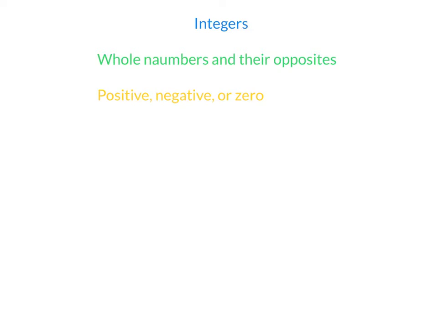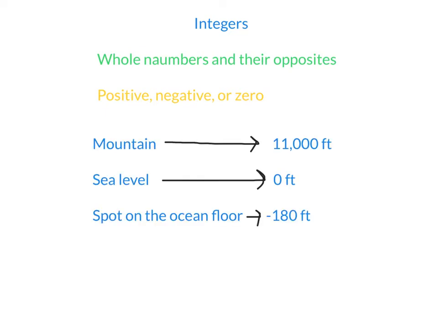Remember to take notes as we go along and pause as needed so that way you can take the notes that you need to. Integers are whole numbers and their opposites. They are either positive, negative, or zero. So we can use sea level and heights that are above and below sea level as an illustration for this. We have a mountain that would be 11,000 feet. That's a positive integer. We have sea level, which is at 0 feet. And then we have a spot on the ocean floor, which is negative 180 feet. So that's actually below the sea level.